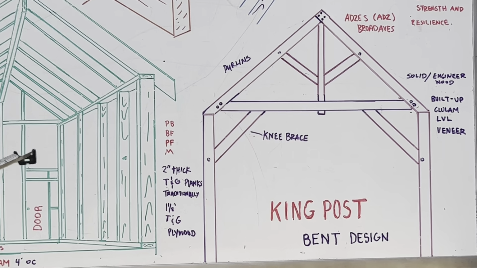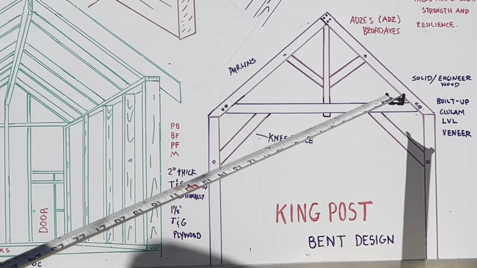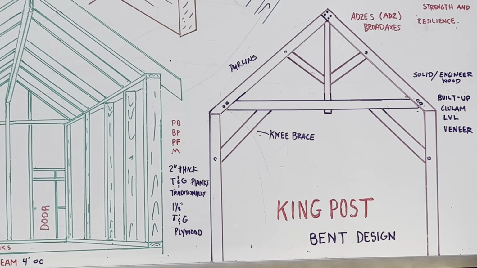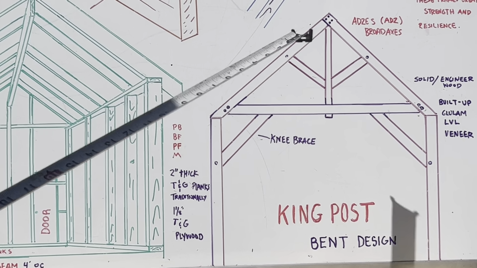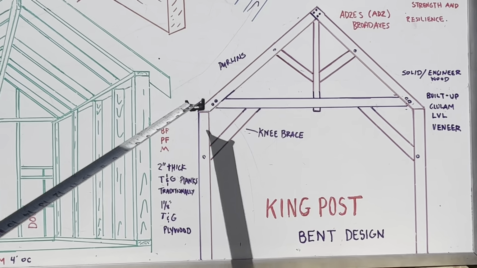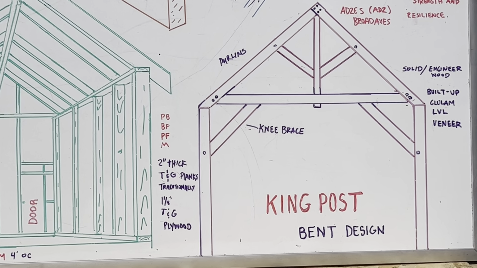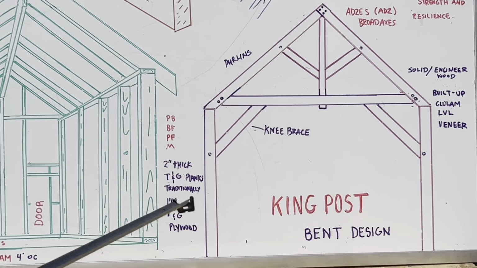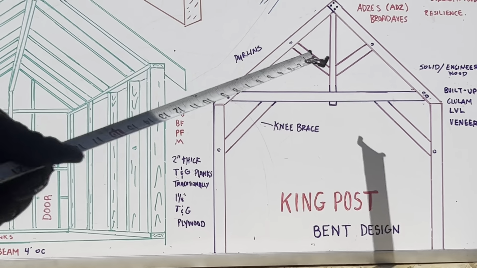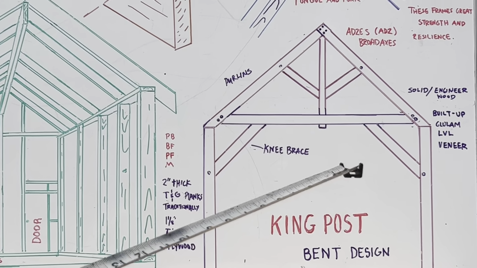Now, like I said, this is a king post, and with this type of framing, you can frame it up on the ground. So, like I said before, you got tongue and fork, you got mortise and tenon, all these different types of joints. It's beautiful. You can construct this on the ground, and then you can raise it up. If you got bigger ones, you might have to use a lift or a crane.